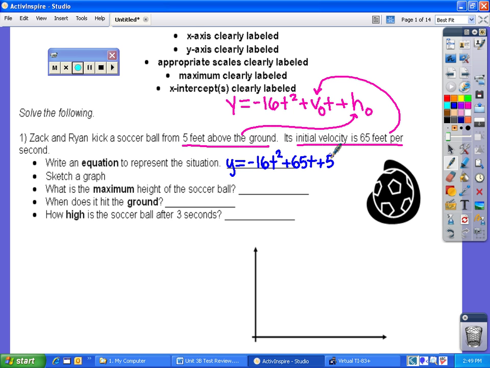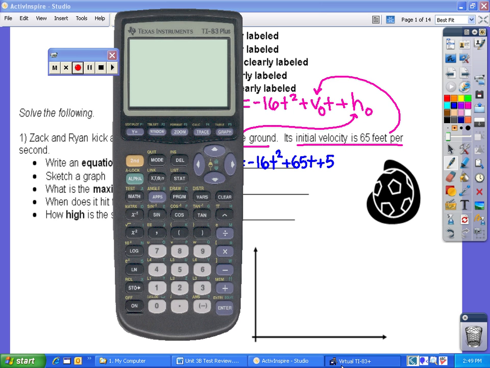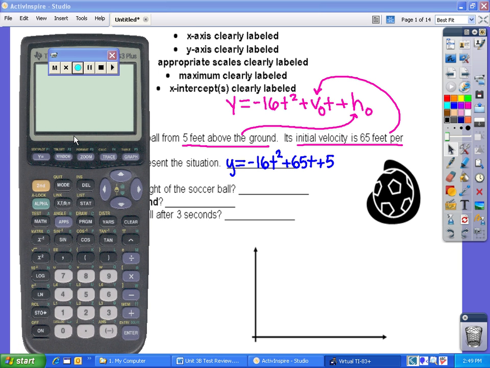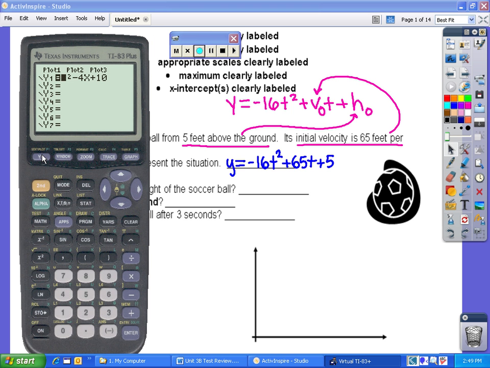Alright, next one says sketch the graph. So in order to sketch the graph, we need some more information. So first thing that we need is the max. So if you can find the max in the calculator, and I don't know if this is going to show the calculator for me. I hope it does. If not, imagine there was a calculator here. And first thing you're going to do is go to your y equals, place this equation in there, and then also put a 0 there because we will need the 0 later.